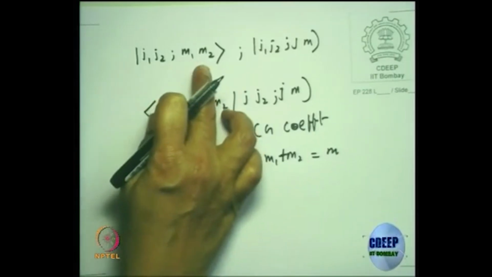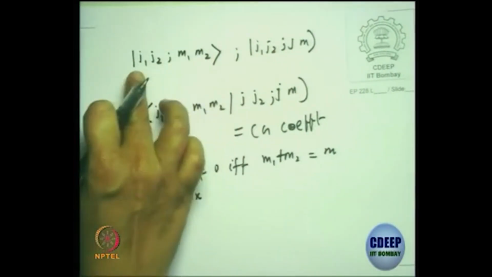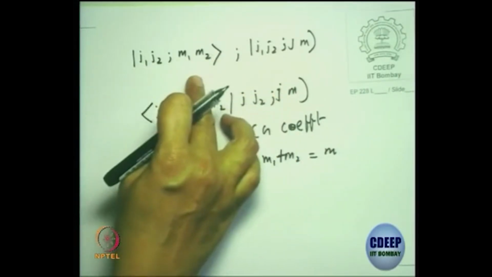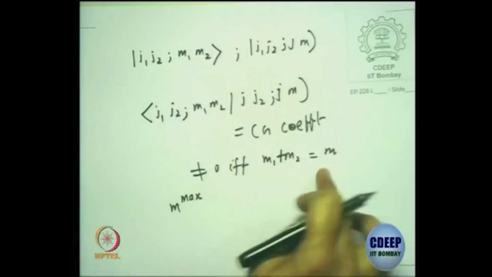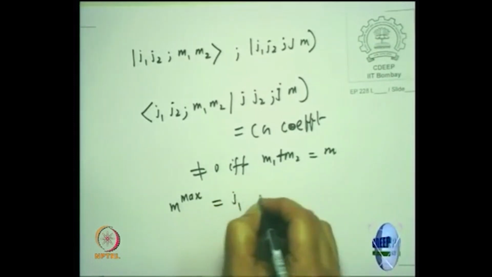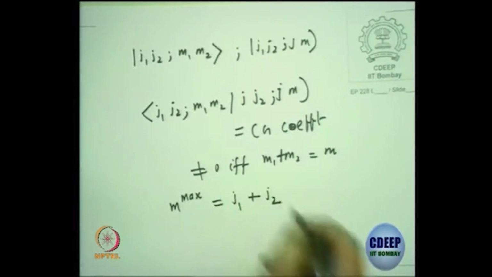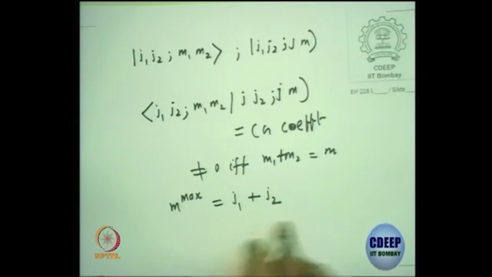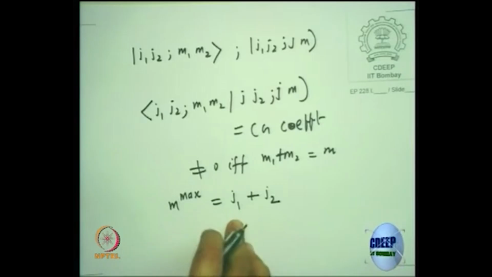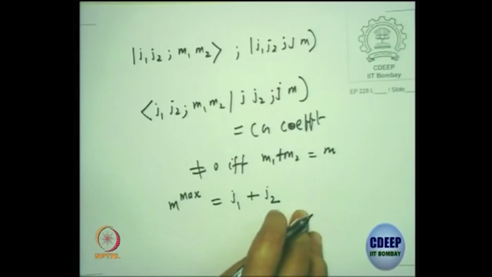M1 maximum is J1, M2 maximum is J2, and this condition that M1 plus M2 should be M tells me M maximum cannot exceed J1 plus J2. Is that clear? M maximum is the sum of the angular momenta of the two particles. If J1 is particle 1's angular momentum and J2 is particle 2's, then the maximum value of the magnetic quantum number in the coupled basis has to be this.